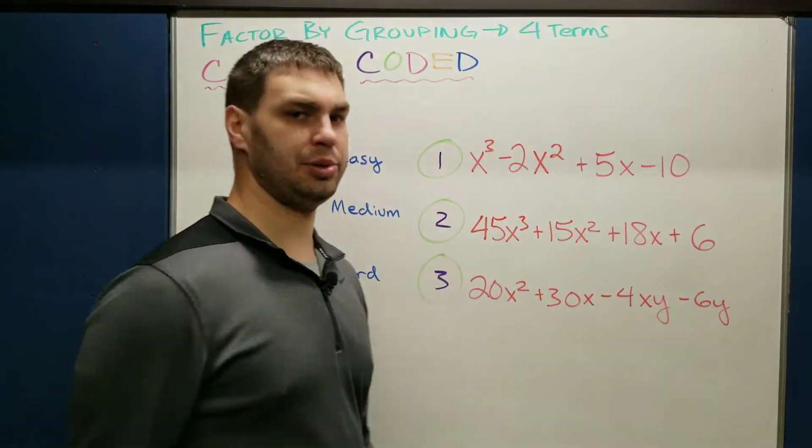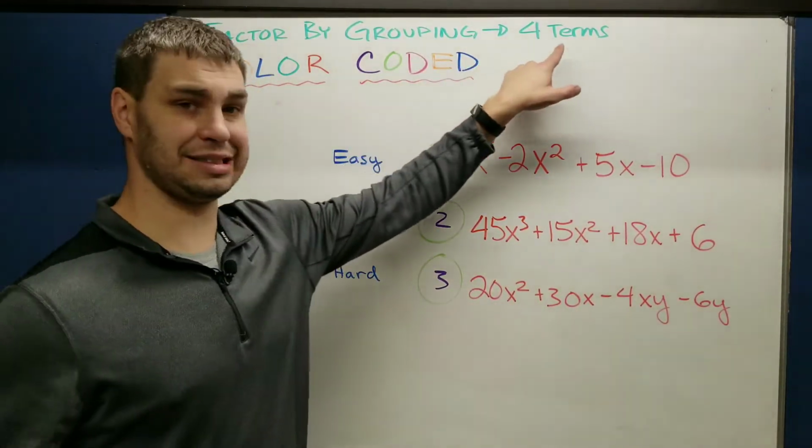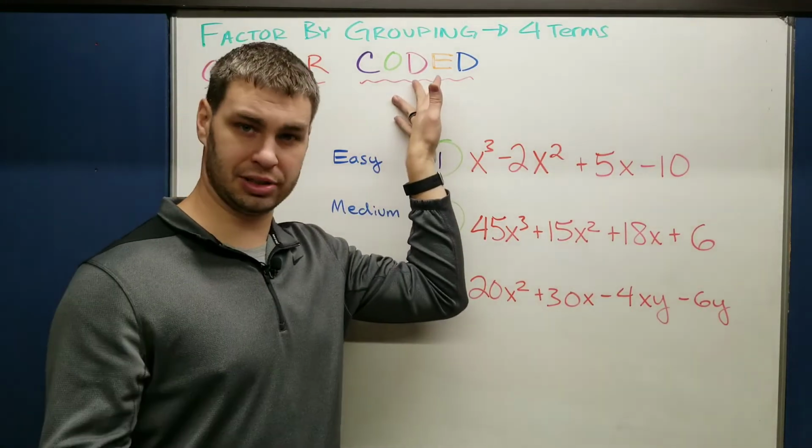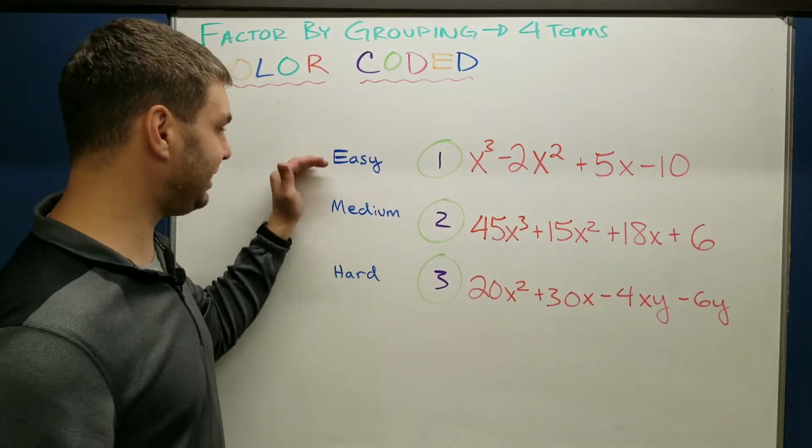All right, I got 3 factoring problems for you today. We're going to do factoring by grouping. This is with 4 terms, okay? And we're also going to try to color code these problems as we do it to help you out. All right, we have 3 problems for you today. We have an easy, a medium, and a hard.